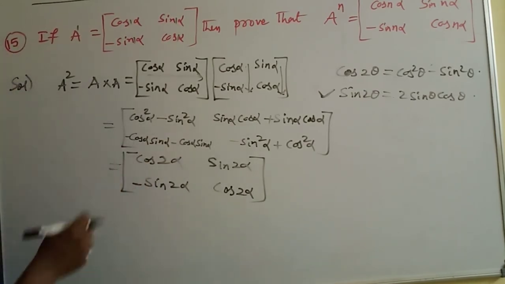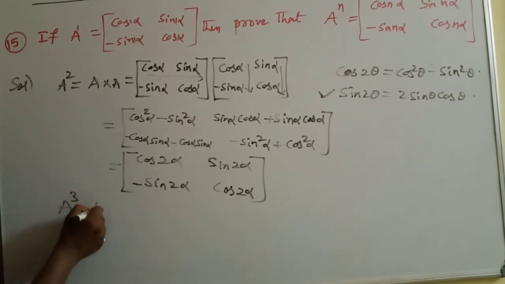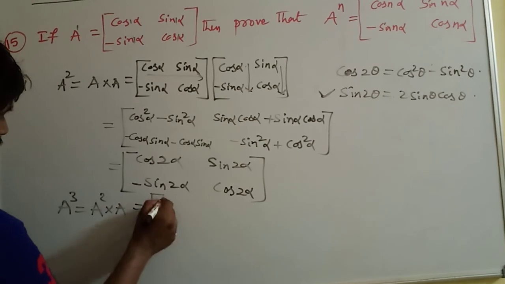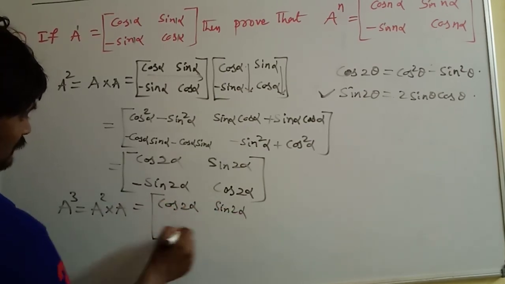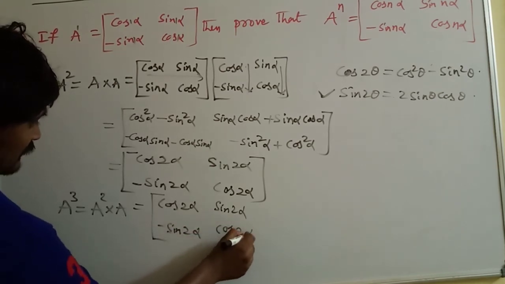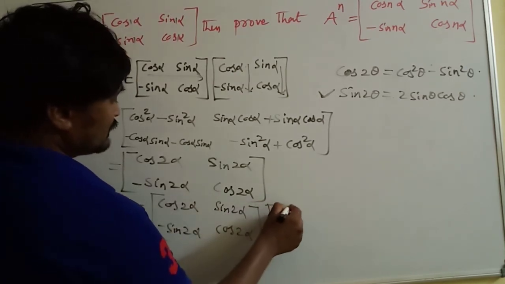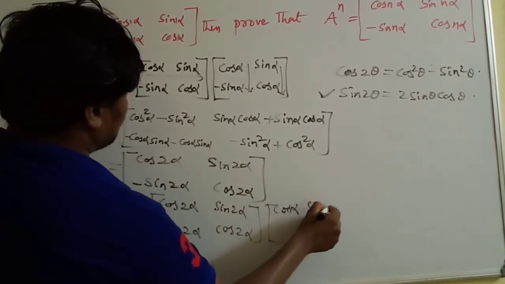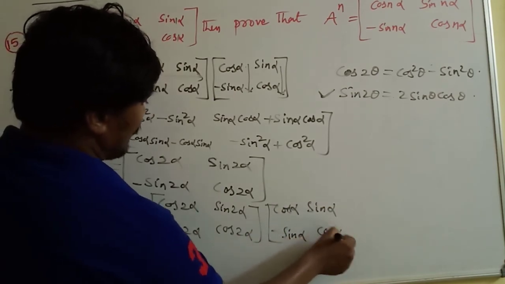So A square you got this. Now A cube we will find. A cube is equal to A square into A. A square means this, it is cos 2 alpha, sin 2 alpha, minus sin 2 alpha, cos 2 alpha. That is multiplied with your A, that is cos alpha, sin alpha, minus sin alpha, cos alpha.